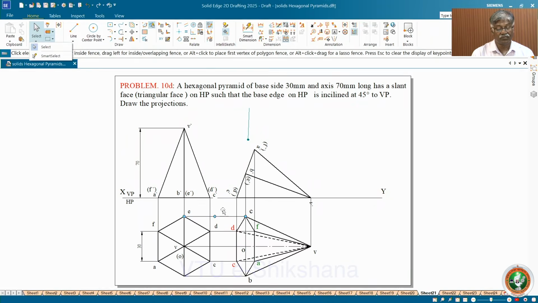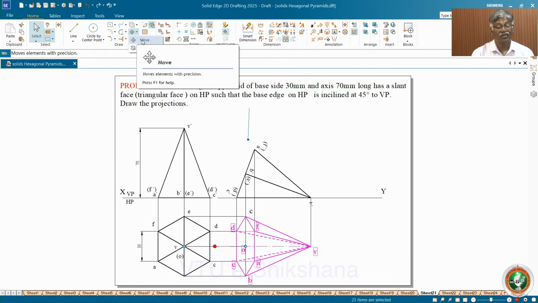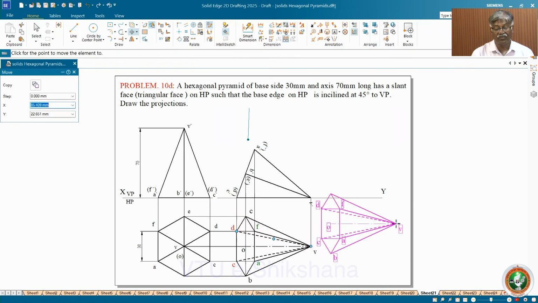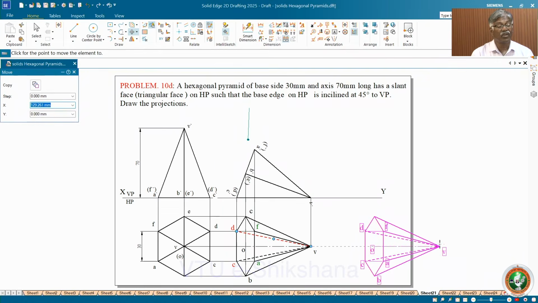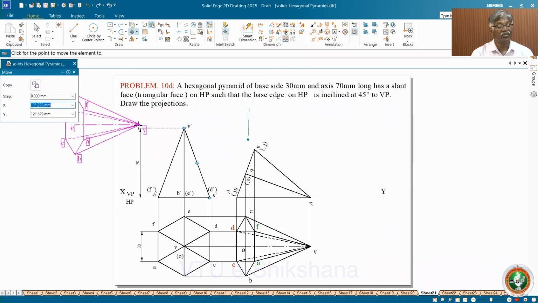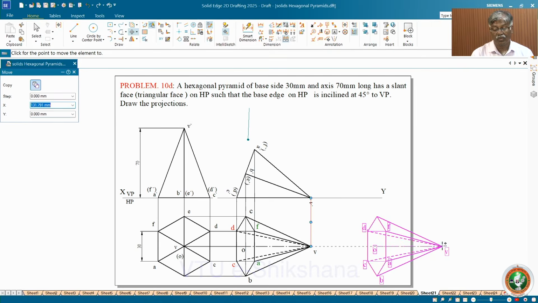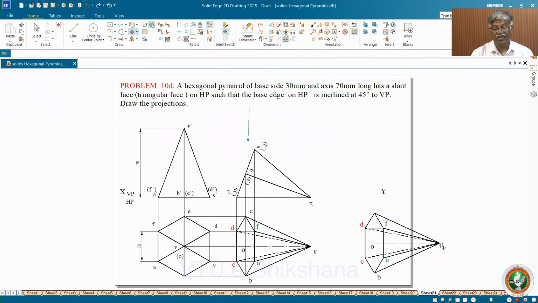Select carefully. Yeah, select carefully. Move. Take this point somewhere here. Yes, so that you can keep the base towards the observer. Okay, we can move further if there is any problem. Space management is important here.